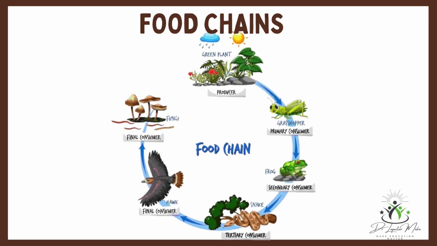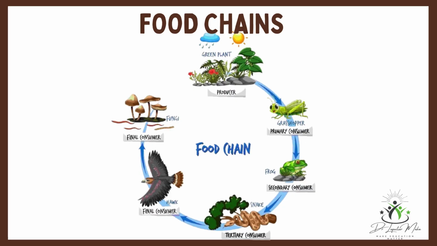But now there is Mr. Grasshopper. Mr. Grasshopper is a consumer. Mr. Grasshopper depends on this producer, and he eats that grass plant, or that green plant, who is a producer, I mean. Because the only thing that he eats is green plants, he's considered a primary consumer. He's a herbivore in this case.